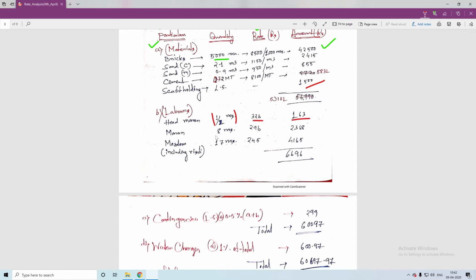Now masons, they are 8 numbers. This is just what I am considering; you can take it as 5 or 6 or anything else, but try to make at least 14 to 16 times greater than the head masons. And for these mazdurs, you can take 16 or 18 or 20, like that. This is as per you, and the rate is 245. So finally you will get the value. Just multiply this with the numbers and we get the value, that is 6696.